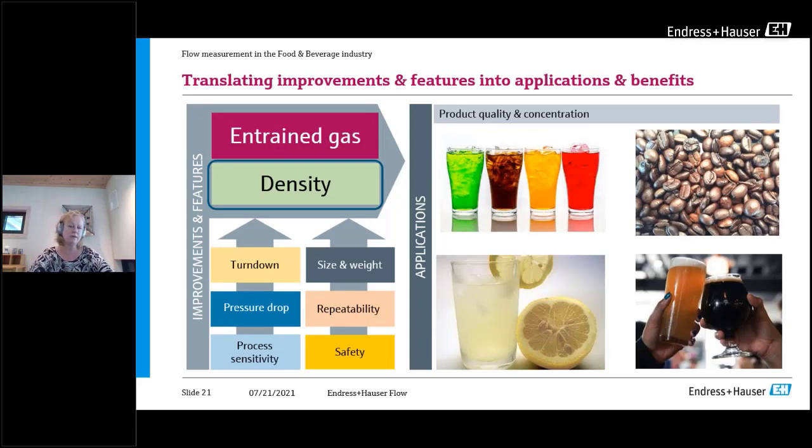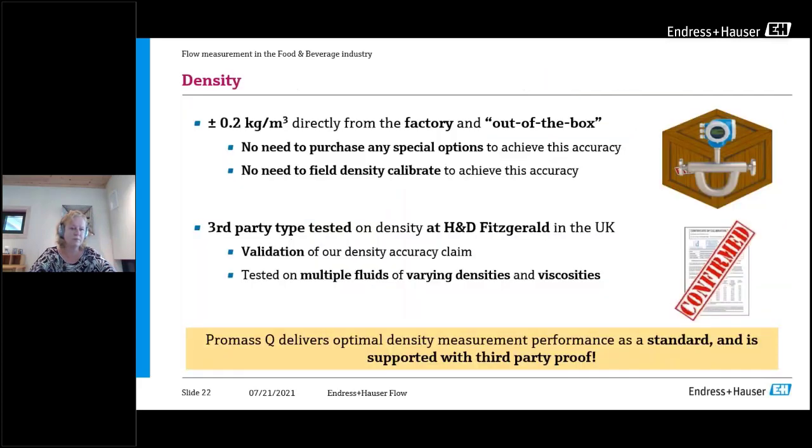So the next topic of the Promass Q is density measurement. The Promass Q has a very accurate density measurement, so different types of product quality and concentration measurements, sugar, extract of coffee, extract of beer, are typical target applications for the Promass Q. The Promass Q has 0.2 kilogram per cubic meter density accuracy, so it's the highest density accuracy of all the instruments. And so for applications where this is of great importance, the Promass Q is the best choice.